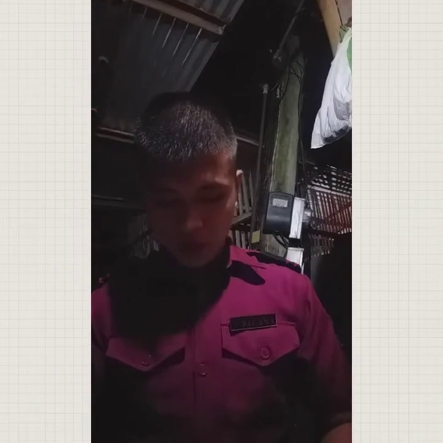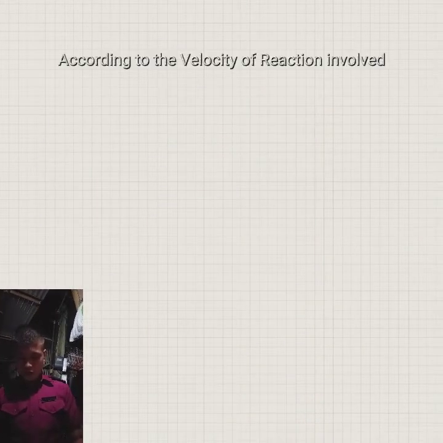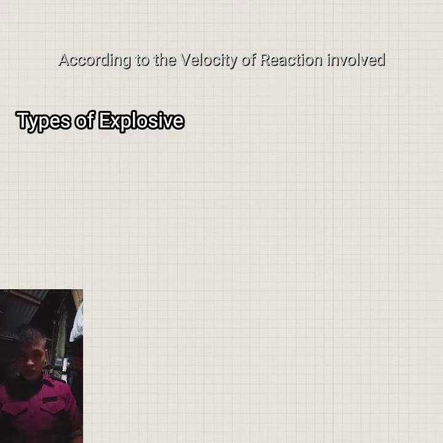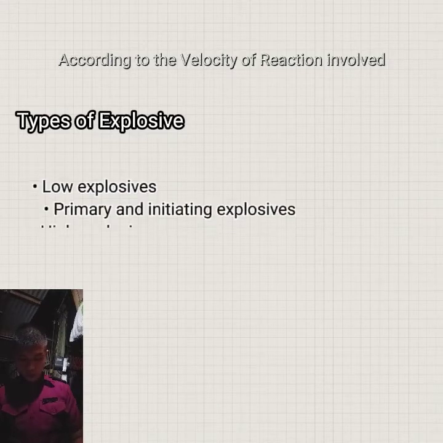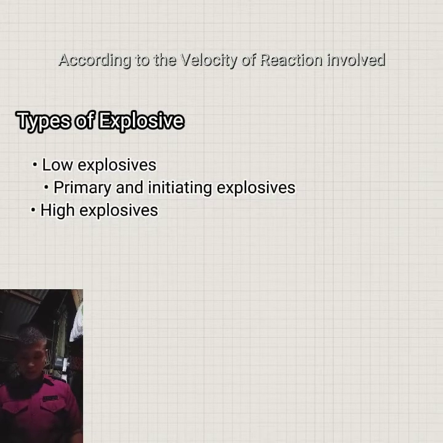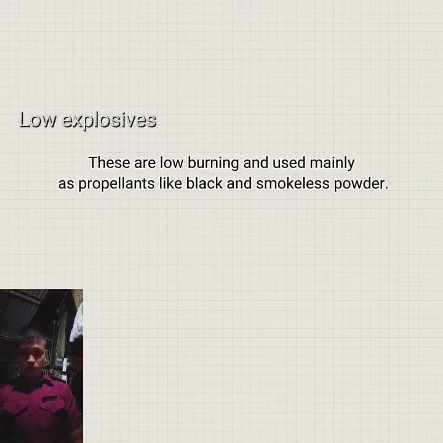In the first part of the classification, according to the velocity of reaction involved, there are three types of explosive. The first one is low explosives. The second is primary and initiating explosives. And the last one is high explosives. So what are low explosives?